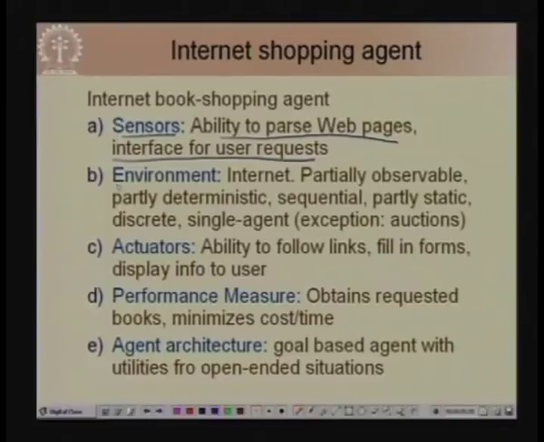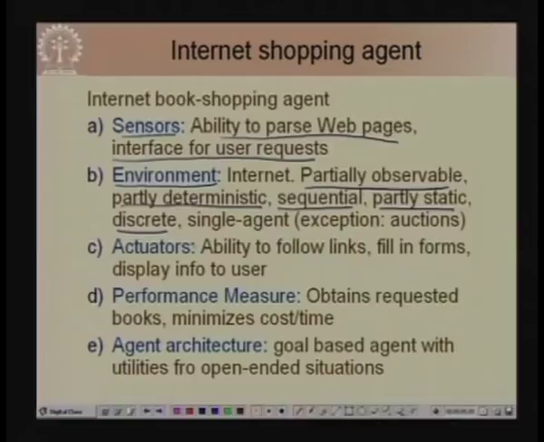The environment that it acts in is the internet. This environment is partially observable. It is partly deterministic, sequential. It is static but not quite, because the web is changing. The environment is discrete and it's usually single agent unless we are trying to model auctions and other such things, in which case we go for a multi-agent environment.